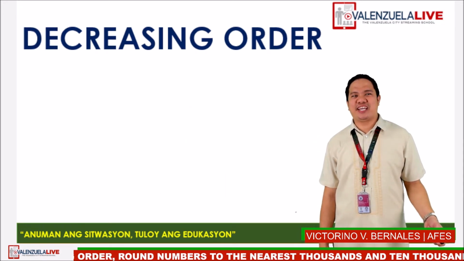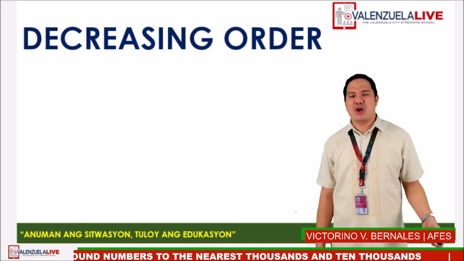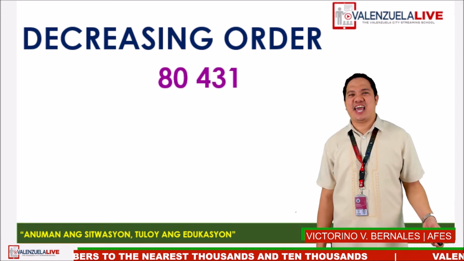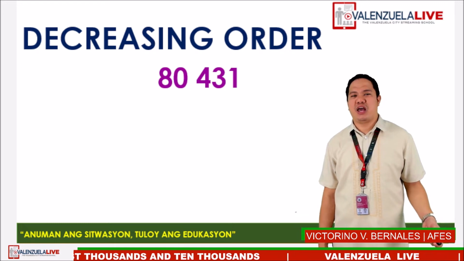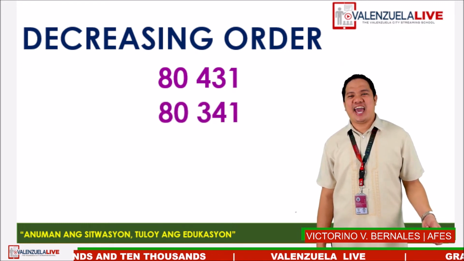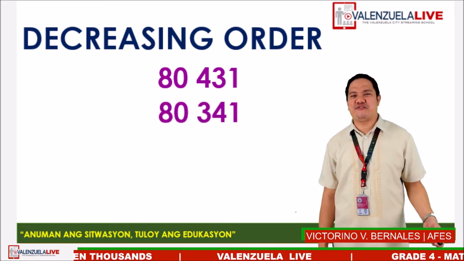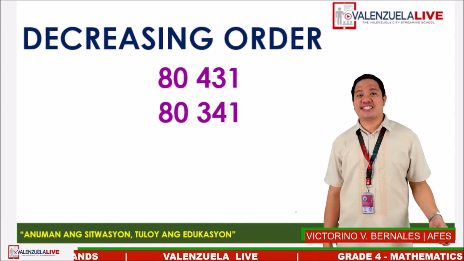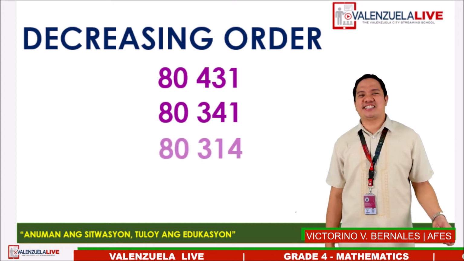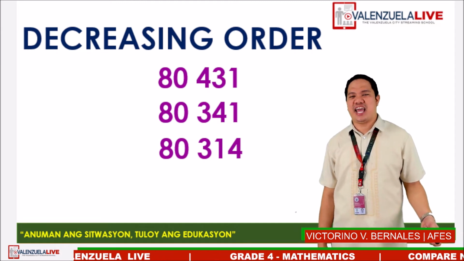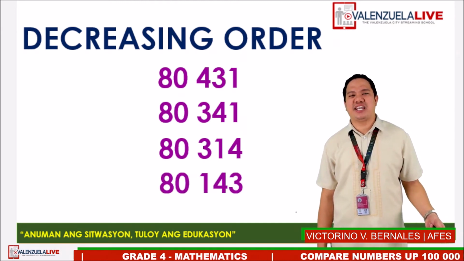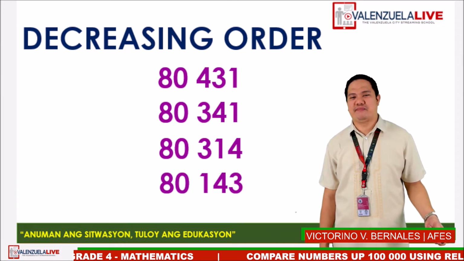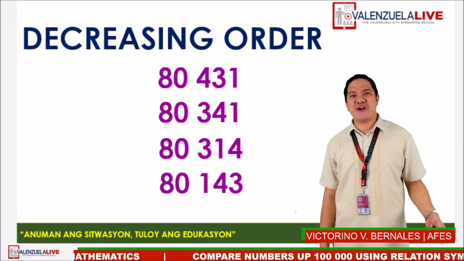How about in decreasing order? The first one is 80,431, followed by 80,341. Then next is 80,314. And last is 80,143. Did you get the same answer?